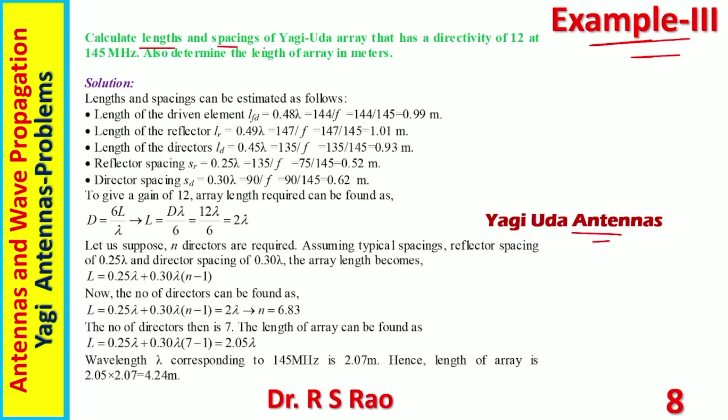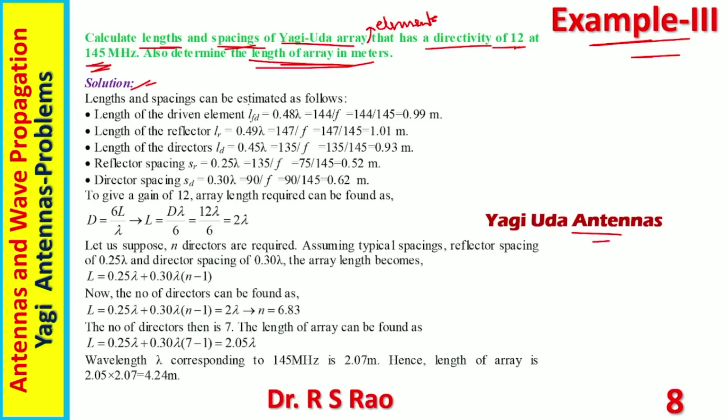Calculate lengths and spacings of Yagi-Uda array that has a directivity of 12 at 145 megahertz. Also determine the length of array in meters. So this is a typical problem. We are asked to find the lengths and spacings of elements. Directivity required to be provided by the array is 12. Frequency of operation is 145 megahertz. We are also asked to determine length of array. Here it would be more clear if we add elements: lengths of elements, spacings of elements.